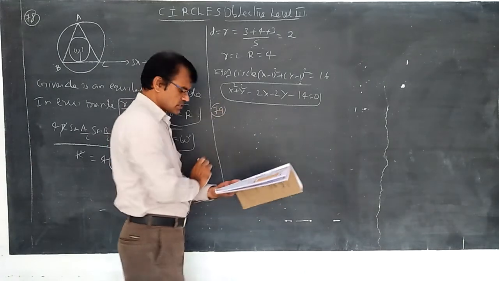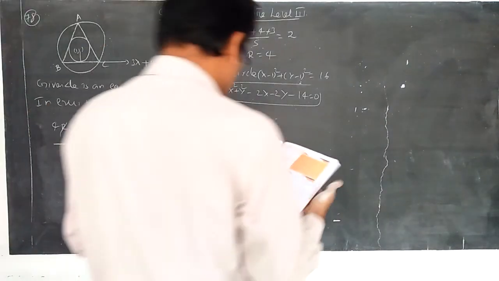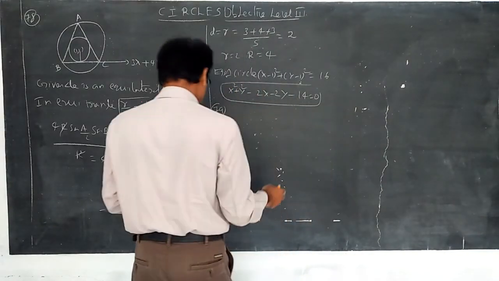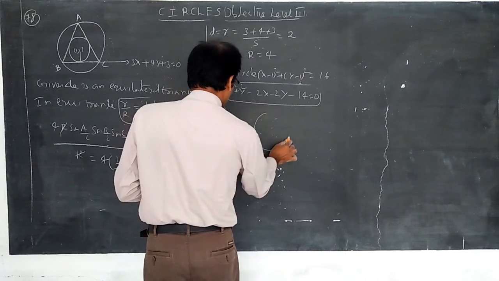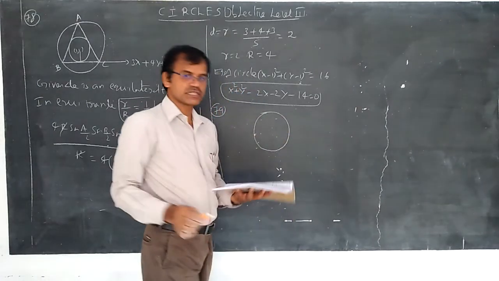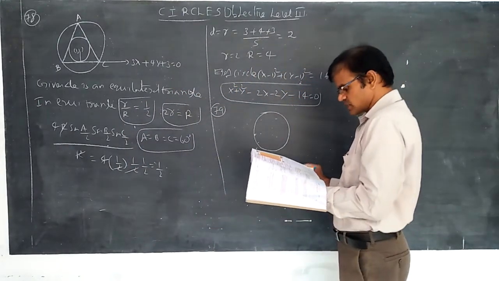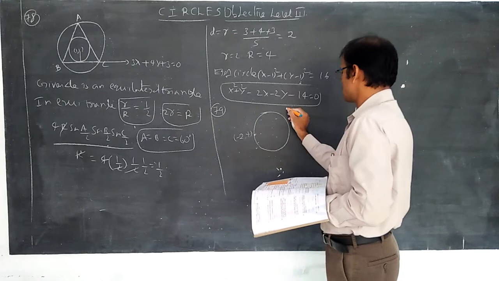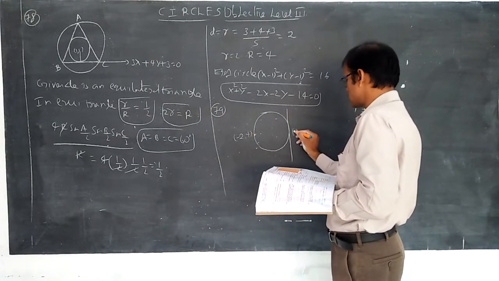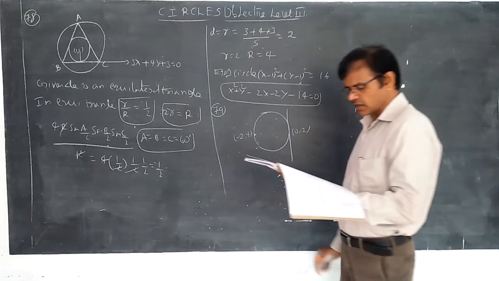Now let us discuss the last sum of the circle's objective level, 79th question. A circle passes through -2, 4 and touches y-axis at 0, 2. Which one of the following equations can represent the diameter of the circle? If we calculate the center, it lies on the diameter, so we can verify the option. A circle passes through -2, 4, and here 0, 2. The y-axis is touching the circle at 0, 2.